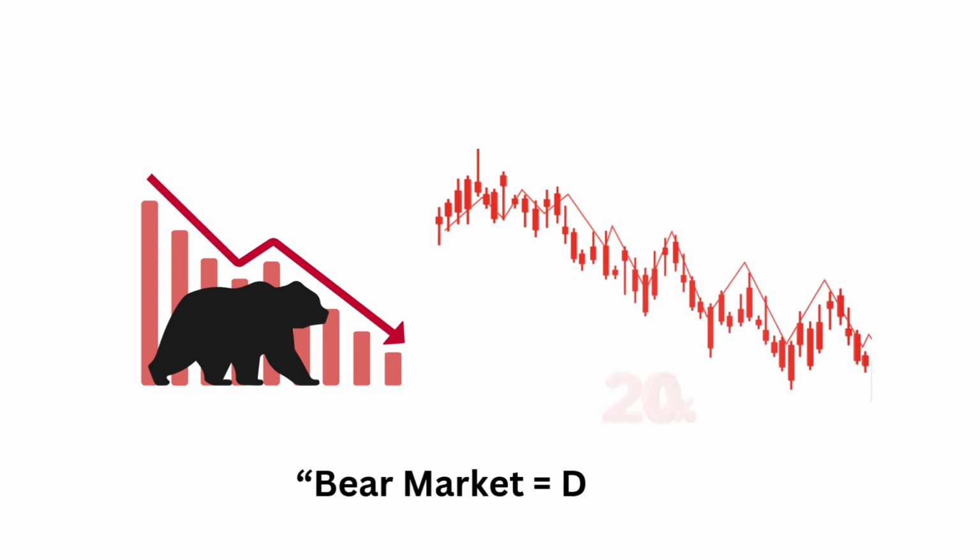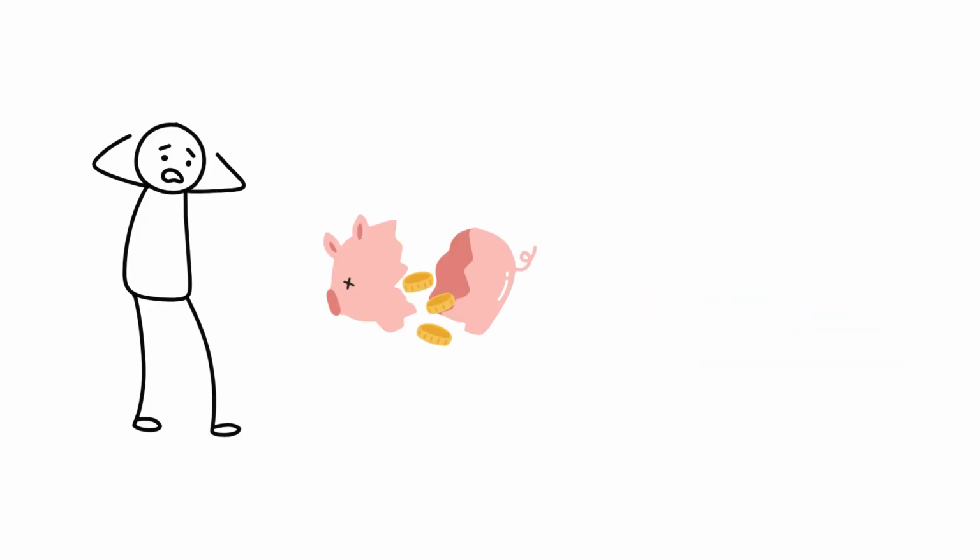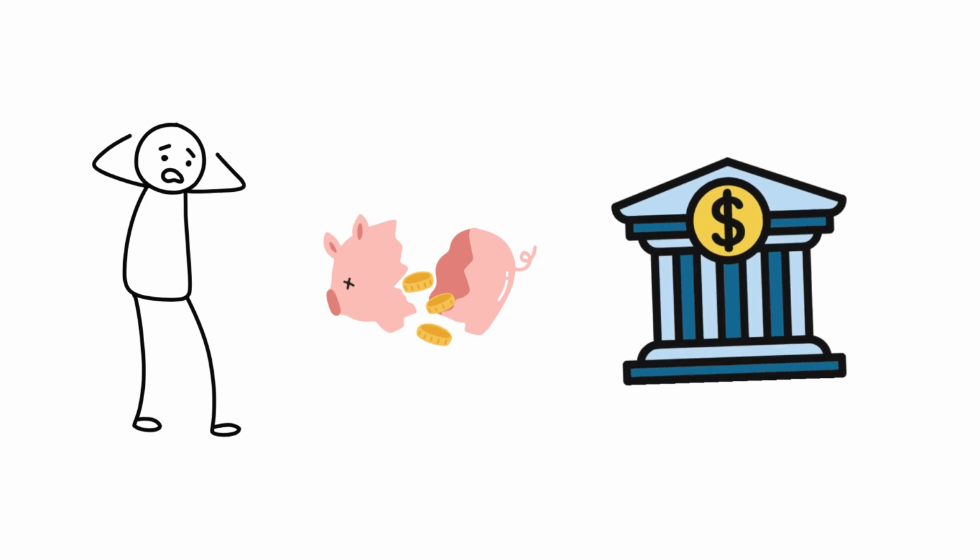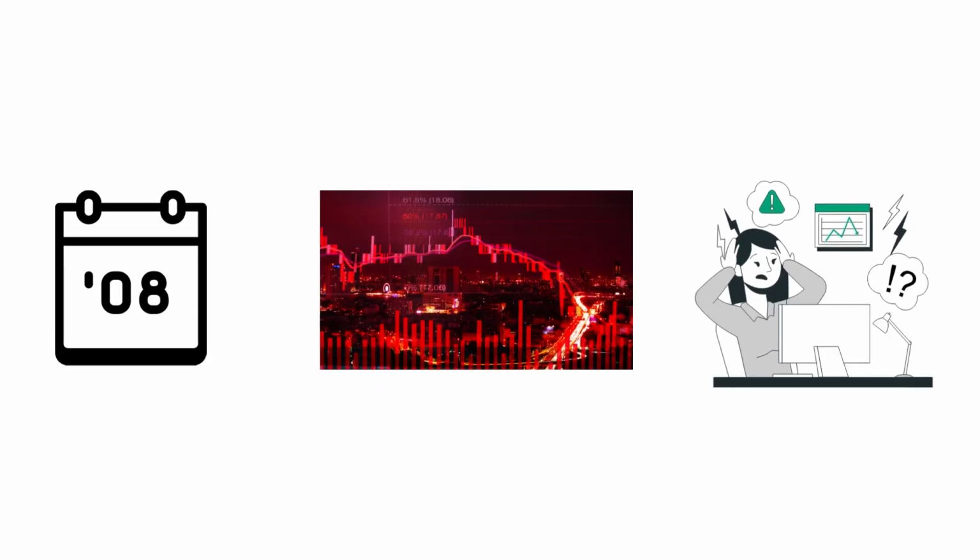Bear market is when stock prices are falling, usually by 20% or more, and investors feel worried. It often happens during economic slowdowns. During the 2008 financial crisis, the market entered a bear market and stock prices dropped sharply.